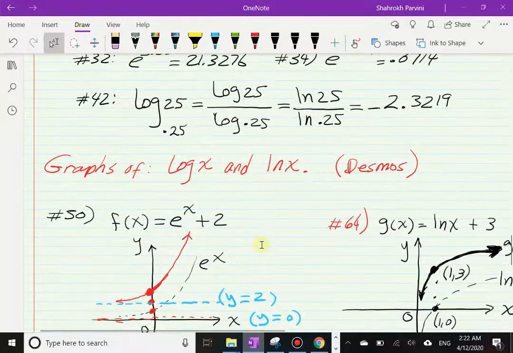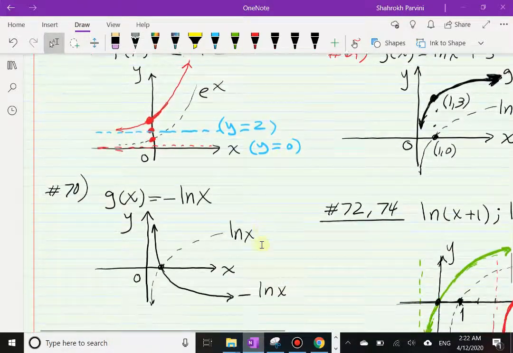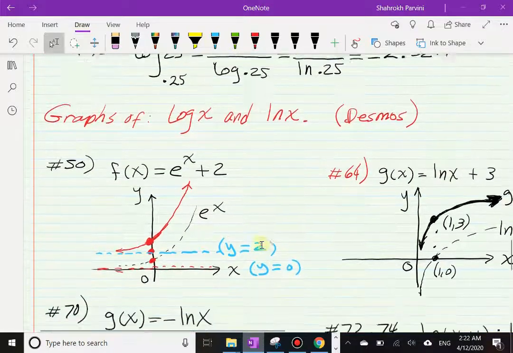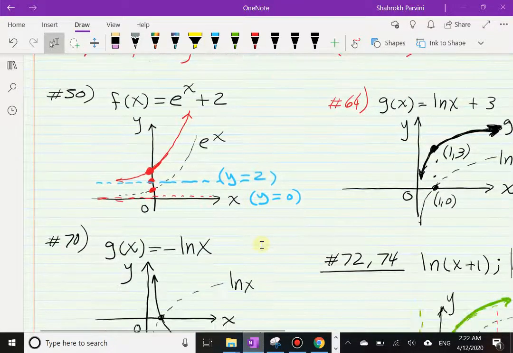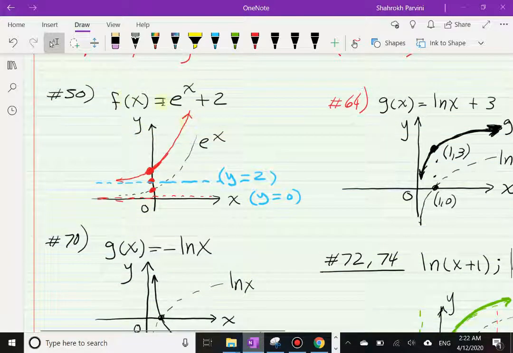Now in the latter segments, we're almost near the end. In number 50, try not to look at the other ones. In number 50 here, we're going to graph e to the x plus 2. You can do all of these in Desmos. So the graph of e to the x plus 2. Well, this is the graph of e to the x. It's going to look like this.